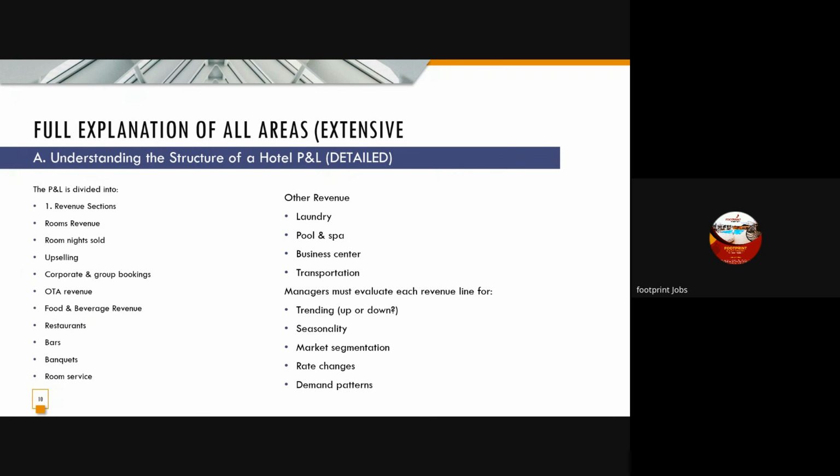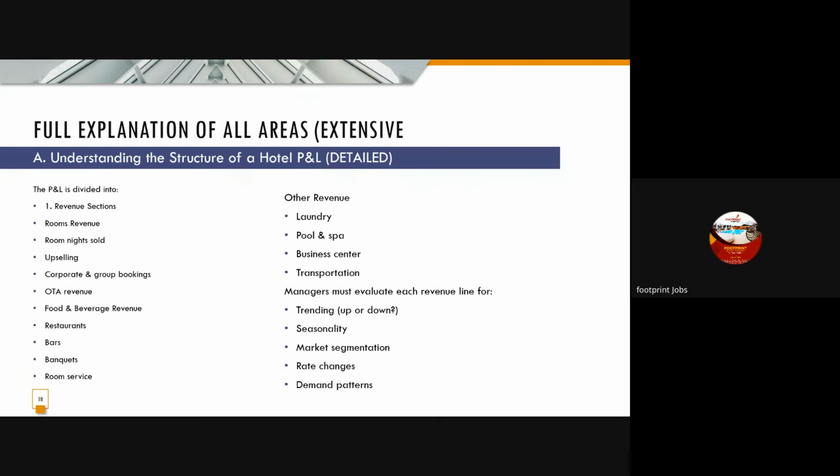Now, these are all part of revenues that go into your P&L. Managers must evaluate each revenue line. So these are the things you must learn. You must be able to evaluate your revenue line and understand that there are times one of your revenues is doing well and not doing well.